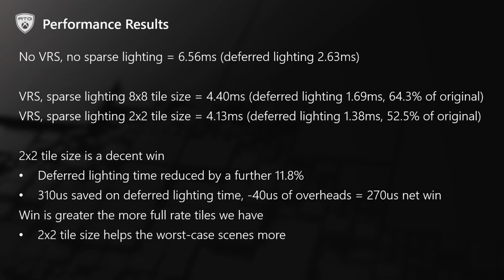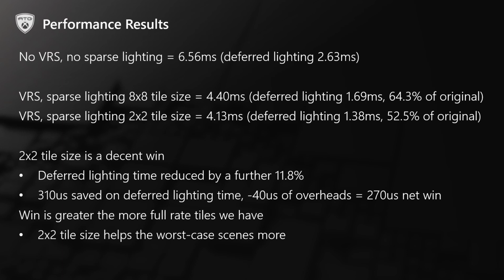When we go to a 2x2 size, we're saving a bit more. So our total scene time has dropped to 4.1 milliseconds. Deferred lighting time has dropped to 1.38, and deferred lighting is now 52.5% of the original deferred lighting time. So there are some overheads from running with 2x2 tile size. We have to output this second higher resolution shading rate image, and of course we're reading that back in. It's a bigger image, requires slightly more bandwidth.